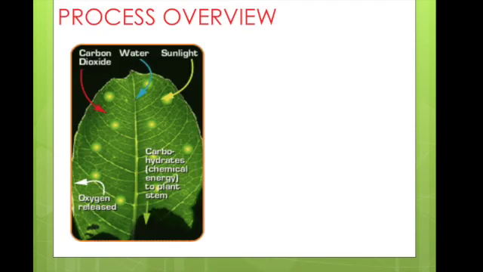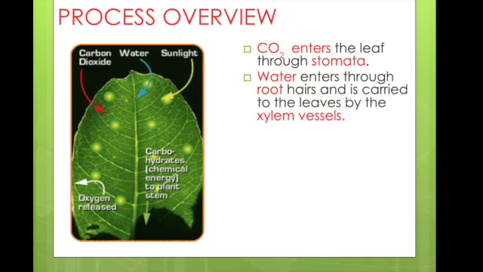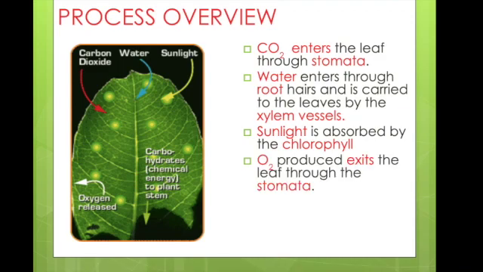All right, here is the overview of the process. So we're looking at CO2 actually entering through the stomata, which is like the mouth or the opening of the leaf. And water enters through the root hairs and is carried through the xylem. Xylem is for water and phloem is for food. So we're going to actually watch a little video on that too. I'll post that on Google Classroom.